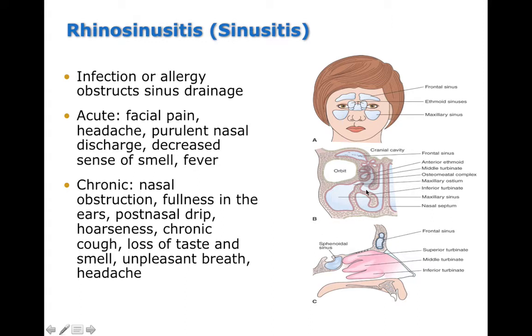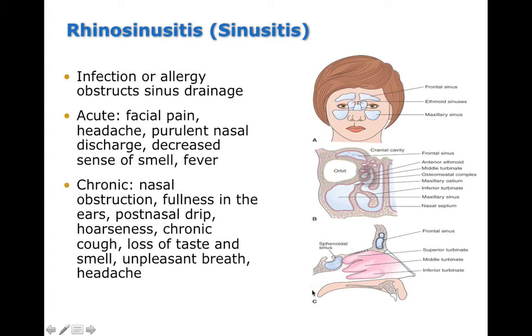Now, with chronic rhinosinusitis, what we'll see then is nasal obstruction, fullness in the ears, especially if this starts to back up through the eustachian tubes towards the middle ear. It can also lead to postnasal drip because of the fact that if your nasal cavity can't drain anteriorly through the nares here, it can drain posteriorly through the choanae towards your nasopharynx and the rest of your pharynx. Now, what's interesting too is this postnasal drip can lead to irritation of the pharynx as well as larynx. That can lead to hoarseness and chronic cough, as well as loss of taste and smell.